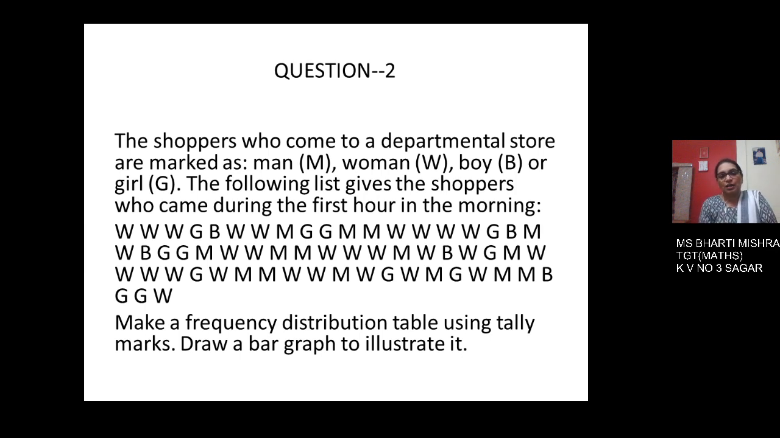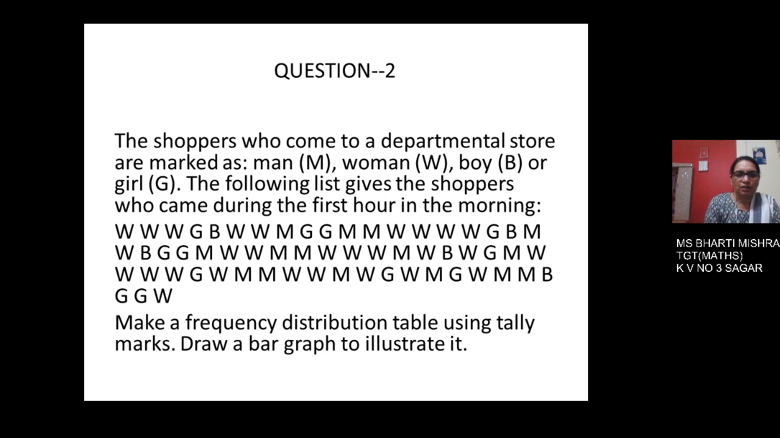So here we have shoppers who come to a departmental store, marked as M for man, W for woman, B for boy, or G for girl. The following list gives the shoppers who came during the first hour in the morning. So what you have to do is prepare a frequency distribution table using tally marks. Now you have to draw a bar graph to illustrate it.